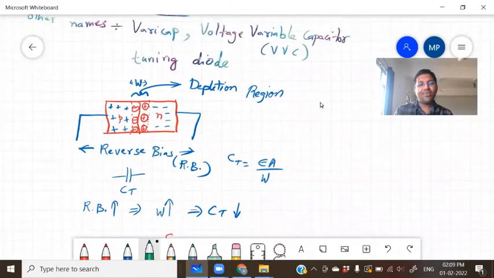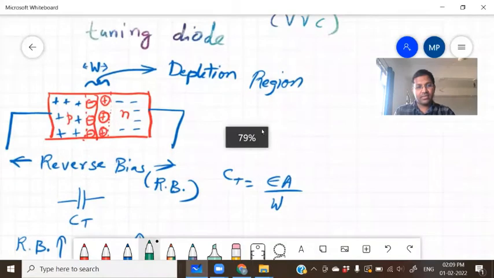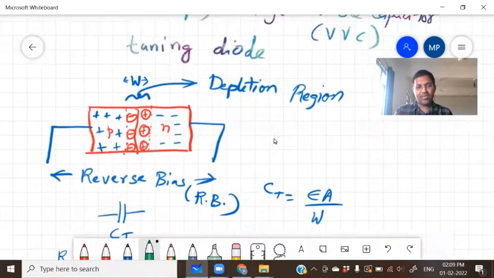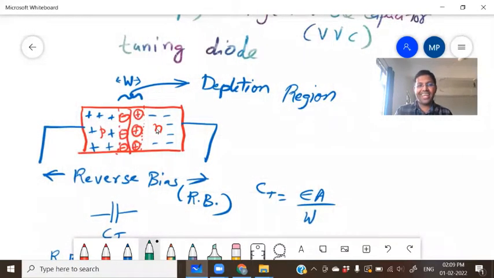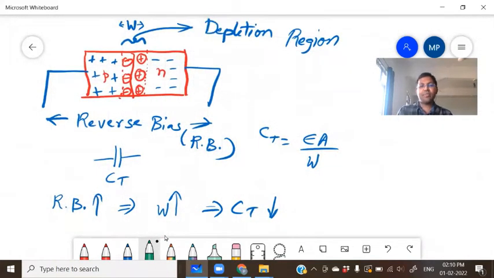Okay, and what we have seen is the general structure of a PN junction, right? What do you have in a PN junction? P region, N region, depletion region. Okay, width of the depletion region W. Now, when you increase the reverse bias, the width of the depletion region increases, right?